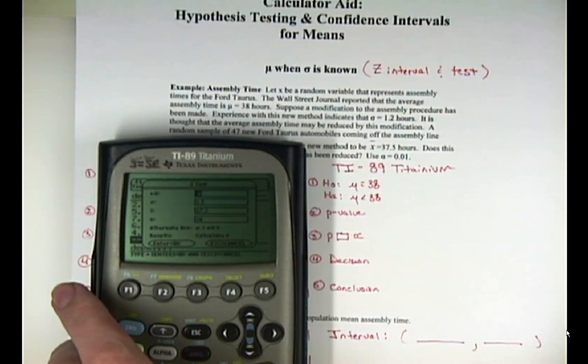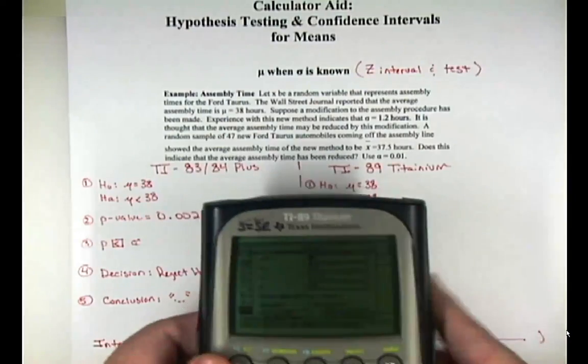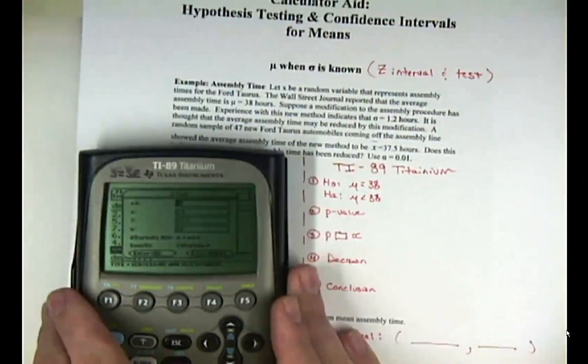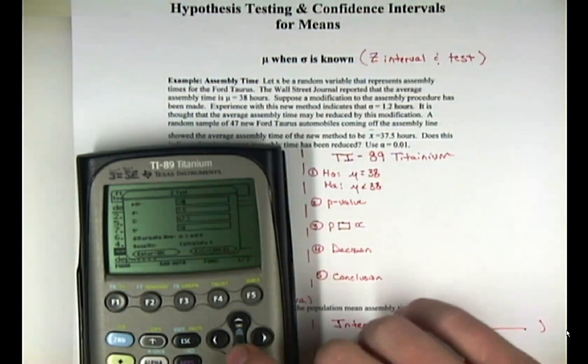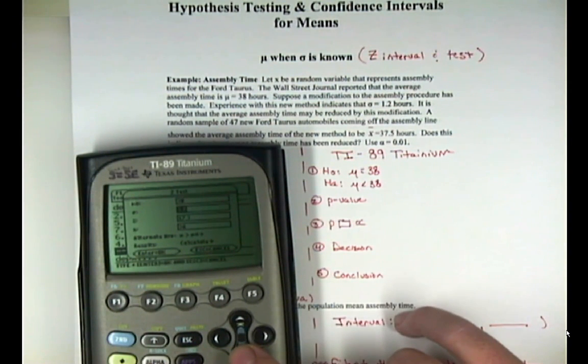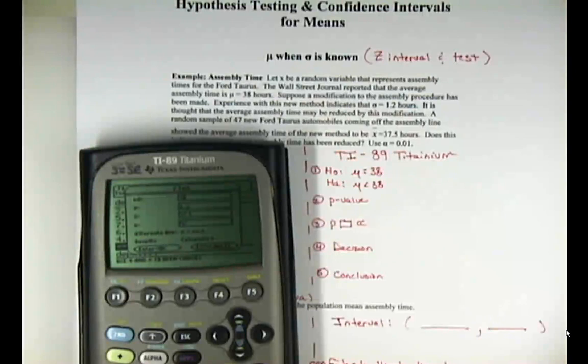And then it's going to ask you for mu naught, which in this problem is 38. It's also going to ask you for sigma, which is 1.2. It's going to ask you for x bar, which is 37.5. And it'll ask you for n, which in this problem happens to be 47, so just enter whatever you've got going on for your particular problem.